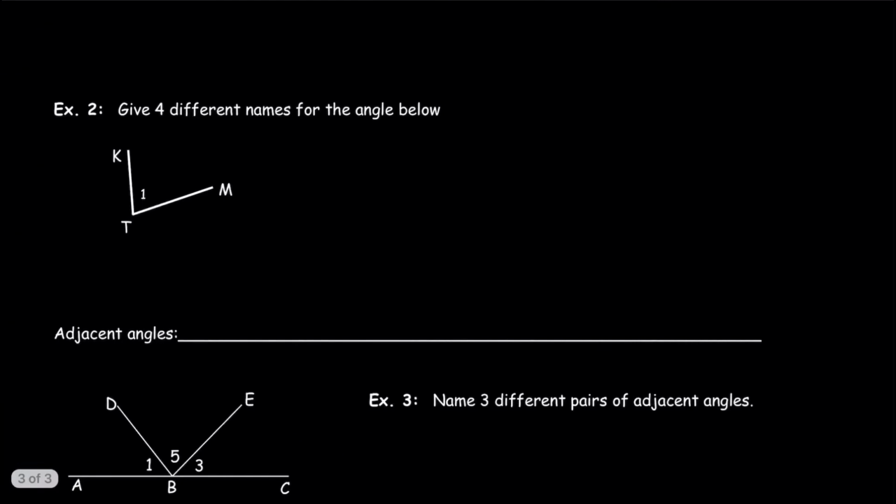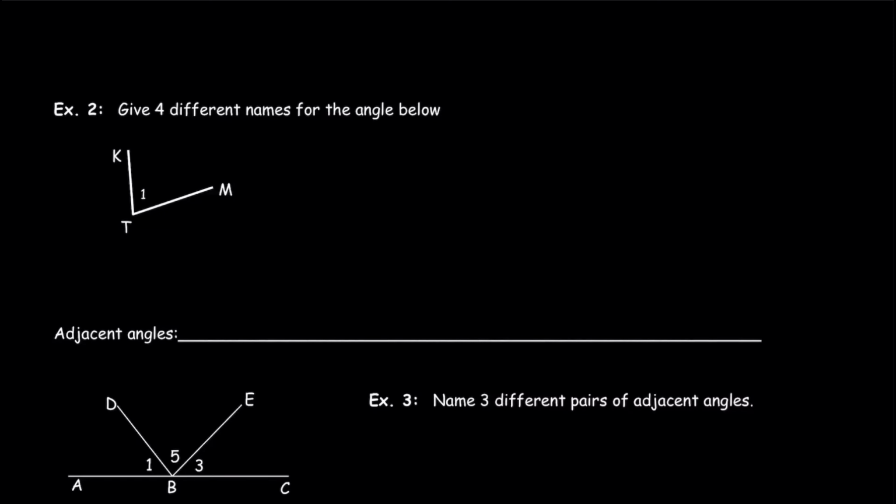Okay, so let's practice a couple examples quickly here, and then we'll wrap up our first lesson. Example 2 says give 4 different names for the angle below. Well, this is a simple diagram in that there's only one angle. So let's go through our 3 naming techniques we have.